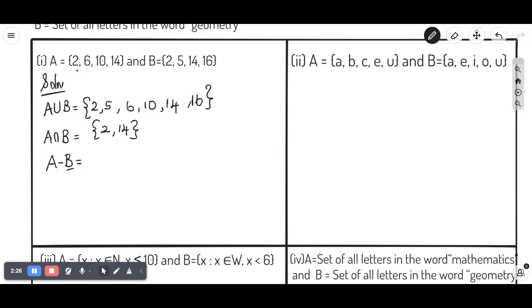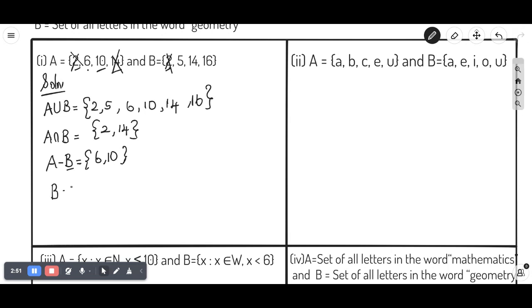2 is there in A and B, so you can't write 2. You have to strike it off. Then you go to the next element, 6. You can write 6 because 6 is not there in B. Then 10. 10 is also not there in B, so you can write 10 also. 14 is there in B, so you can't write 14. So we end our answer here for A minus B.